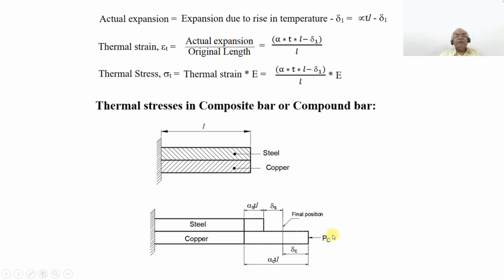So that is the reason why you have PC here. And delta S is the amount by which the steel needs to be expanded so that it develops the final position. So this is the free expansion of steel, which is alpha S into T into L, and this is the delta S, and the free expansion of copper is alpha C into T into L, and since the expansion is prevented by an amount delta C, it is compressive in nature.